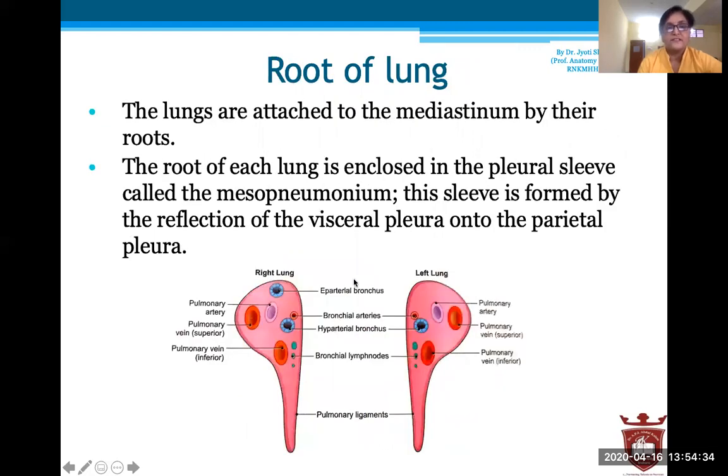Now, the root of lung we are seeing here. The lungs are attached to the mediastinum by their roots. The root of each lung is enclosed in the pleural sleeve called mesopneumonium. The sleeve is formed by the reflection of visceral pleura onto the parietal pleura.